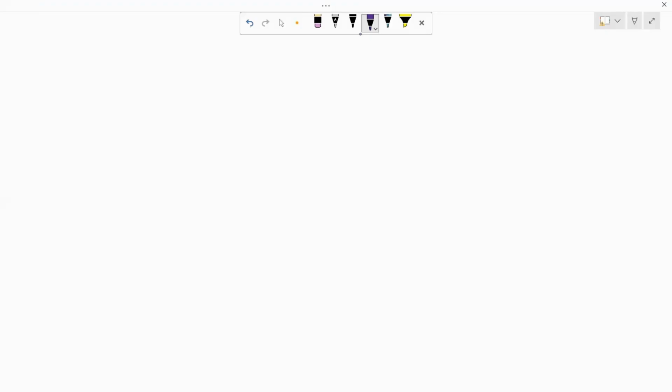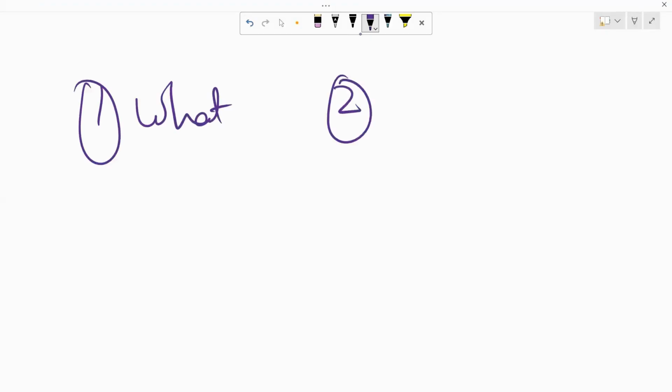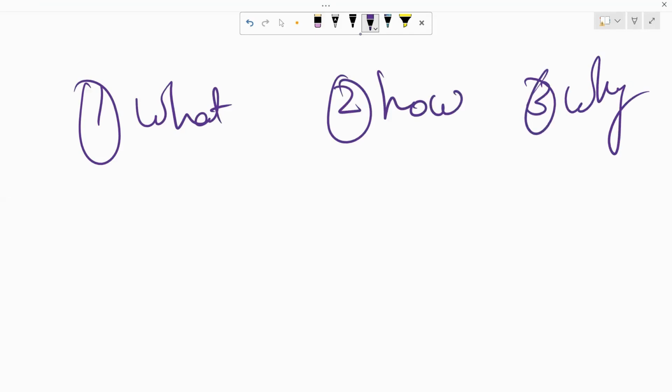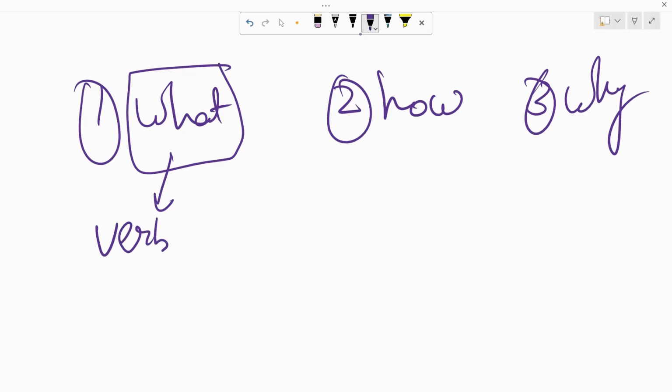So as I mentioned, there are 3 questions: what, how, and why, right? We discussed 3 questions. Now let's see how to implement these into our substantive procedures. When we have to answer what, this will be the starting point of your answer. You will always be using a verb. Like, what are you going to do?